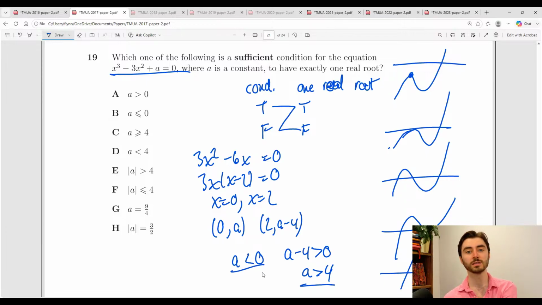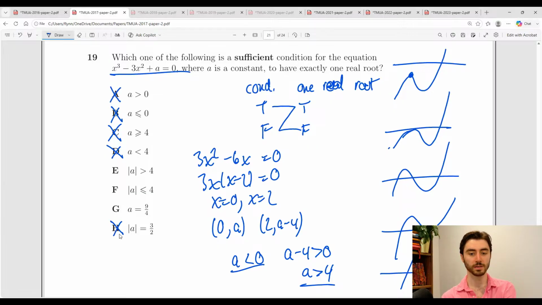So these are the necessary conditions. These are the things that must be true. If these things are not met, it does not arrive at one real root in order to be sufficient in the first place. So a bigger than 0 does not count. A equaling 0 does not count. You would get 2 roots. A being bigger than or equal to 4 does not count. A equals 4 gets you 2 roots. A being less than 4 does not count because you can get anything in between.